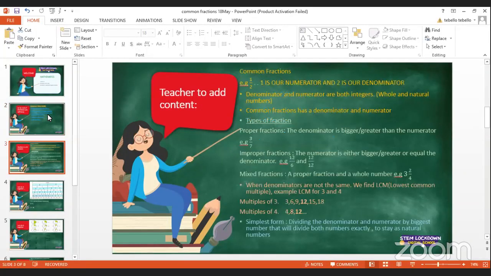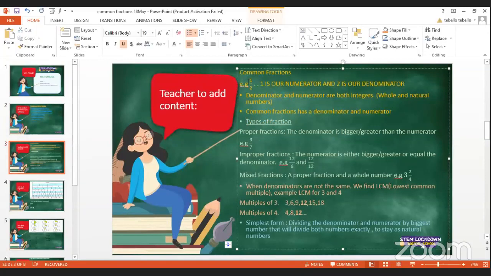Okay. So what is a common fraction? What does a common fraction entail? For example, you can see this example right here. This is your common fraction. Example is 1 over 2. 1 is our numerator and 2 is our denominator. That's your common fraction. Denominator and numerator are both integers.